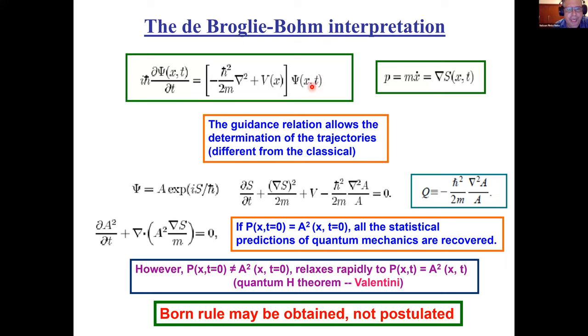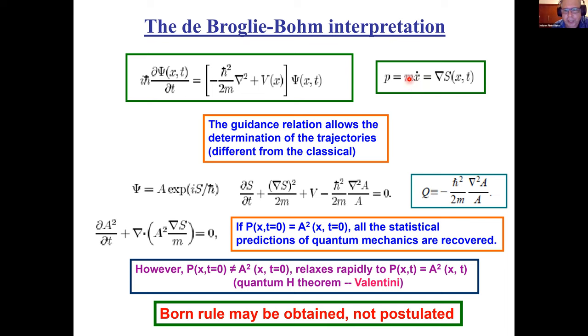So for psi, this is just the Schrödinger equation. It doesn't change anything. And for the positions, we get that the momentum of the particle, m x dot, is given by the gradient of the phase of the wave function. In fact, it was formulated a little bit differently. It's said that the velocity of the particle, the field velocity, is given by the probability current. But anyway, I think this is easier to understand.